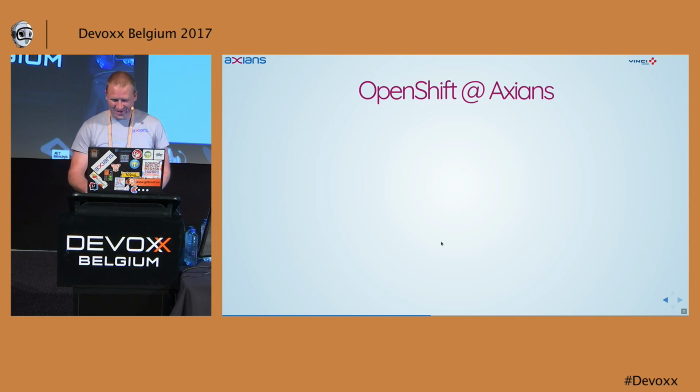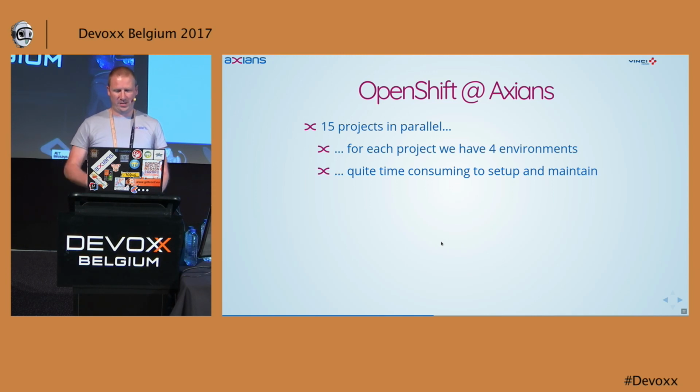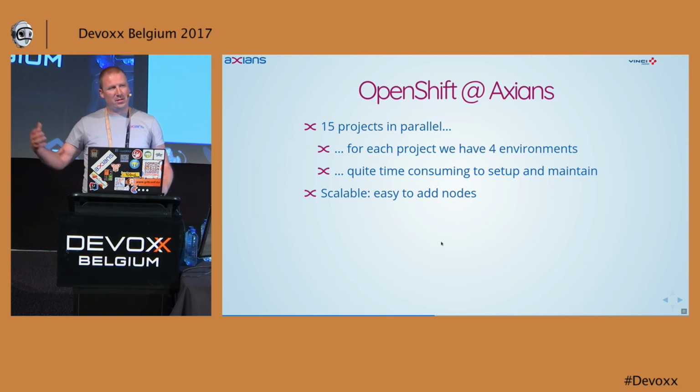Okay, back to Openshift. At Axians, we have roughly 15 projects and counting in parallel. For each project, we have 4 environments. This is quite time-consuming for system admins to set up and maintain all these environments and their databases, etc. So Openshift makes it easy for the sysadmins to add extra nodes if the capacity isn't enough with the current nodes.